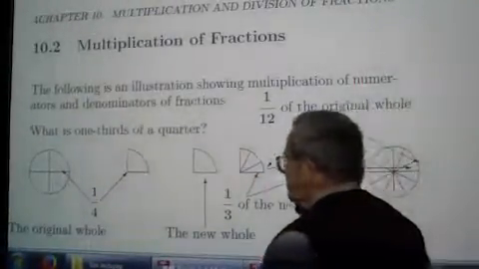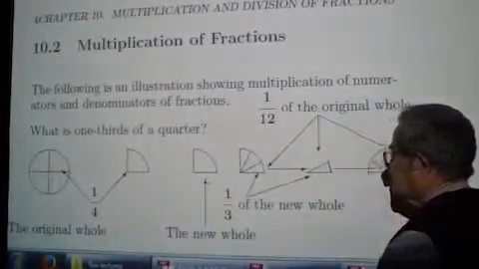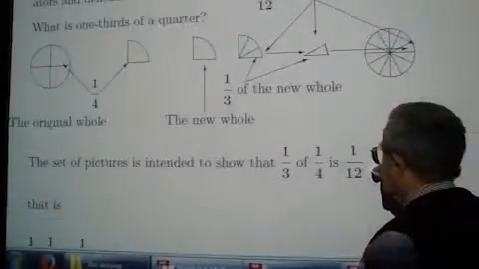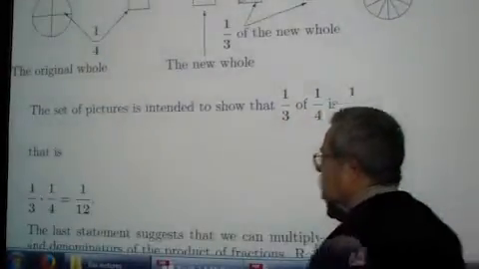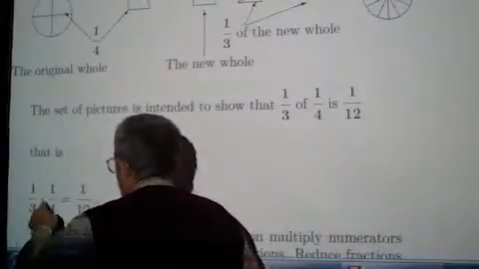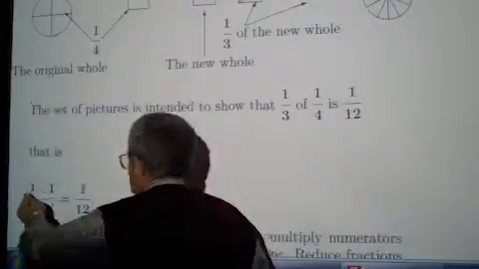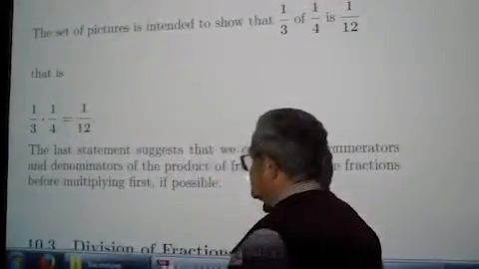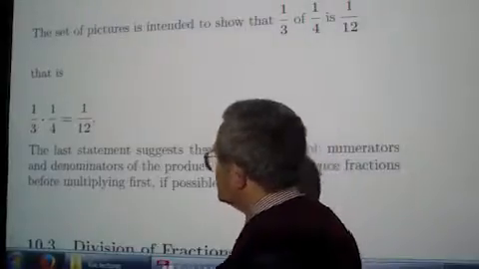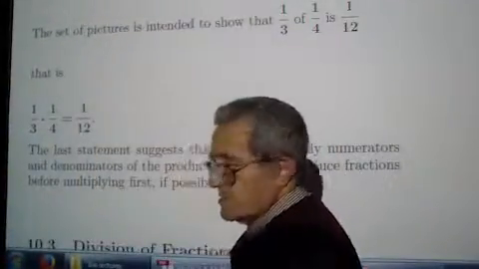It is also 1/4 of 1/3 of the whole. So 1/3 of 1/4 is 1 over 12. "Of" means multiplication. 1/3 times 1/4 is 1 over 12. Do you see 1 times 1 is 1 and 3 times 4 is 12? That suggests that in order to multiply fractions, you can multiply the 2 numerators and the 2 denominators.